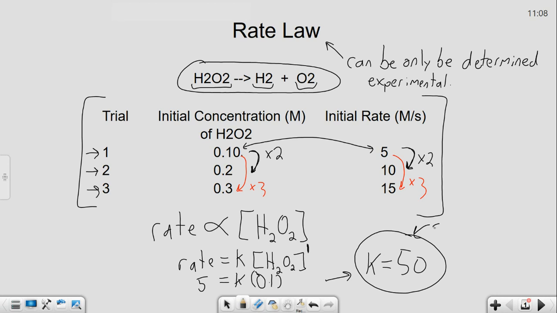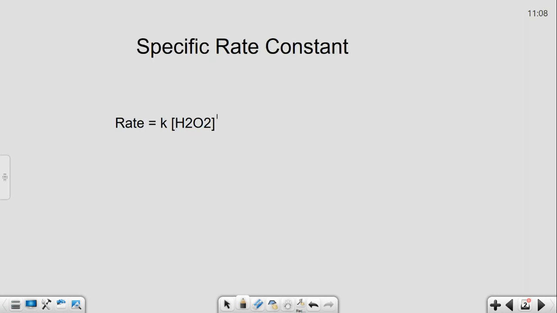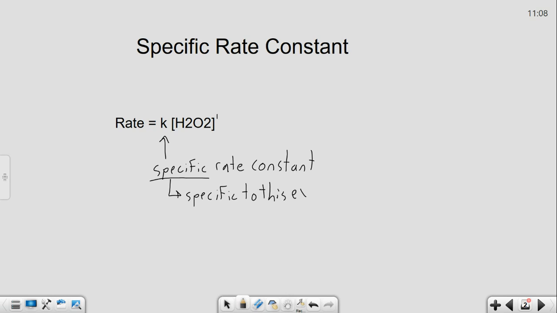Actually, let's just go to the next page. I've already got this set up for you. Specific rate constant. There we go. Rate equals K times the concentration to the power of 1. Now this K, this specific rate constant, you have to be very careful with it. It is called the specific rate constant for a reason. It is specific to this exact reaction only.